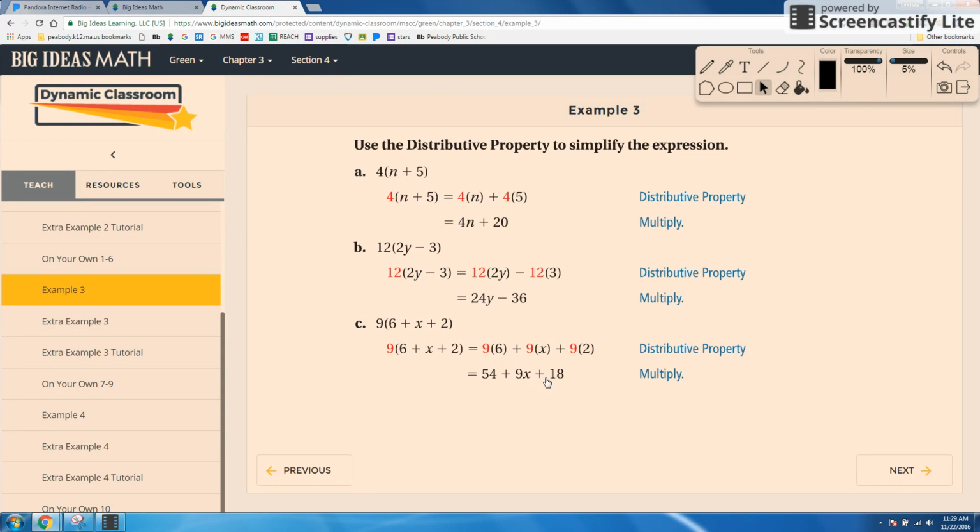These 2 numbers are constants. They're all by themselves, so you are allowed to add those. So you would get 9x plus 72 for your final answer.